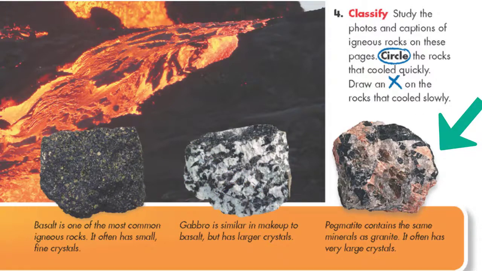Finally, pegmatite contains the same minerals as granite. It often has very large crystals. If it has very large crystals, so it is cooling slowly. So we have in this question 3 cooling quickly, 3 cooling slowly. Cooling quickly, there are no crystals: pumice, obsidian, and basalt. 3 cooling slowly: granite, gabbro, and pegmatite.